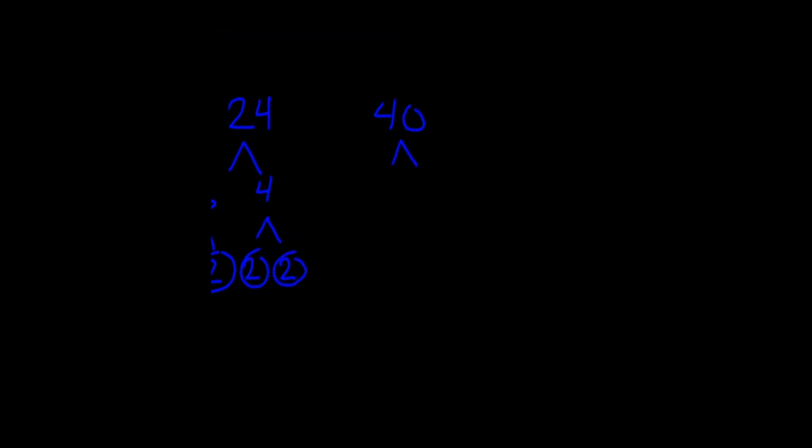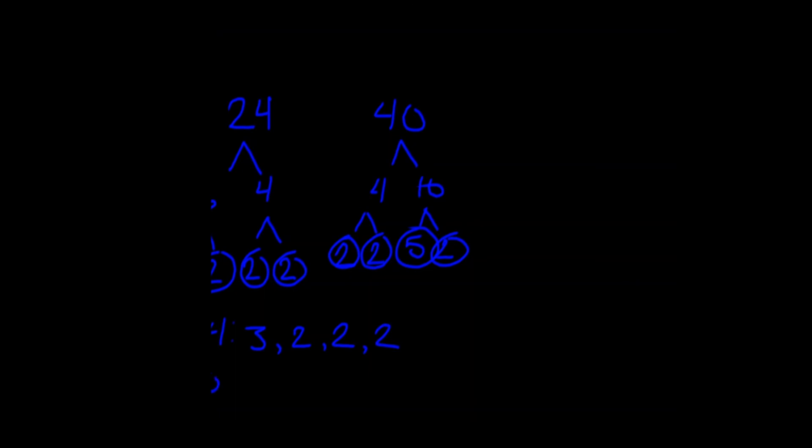Now for 40, 4 and 10. 4 can be factored to 2 and 2. The 10, 5 and 2. Those are both prime. Okay, so now that we got this, we're going to write out the prime factorization of both of these. So 24 is 3, 2, 2, 2. And then 40 is 2, 2, 5, and 2.